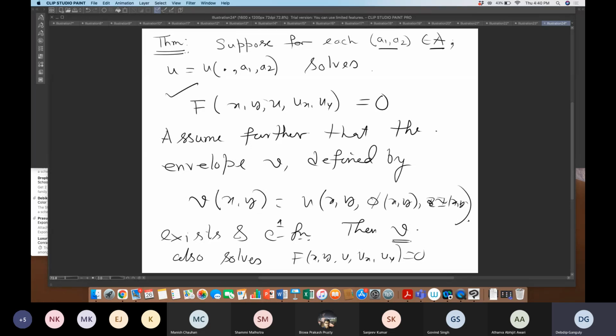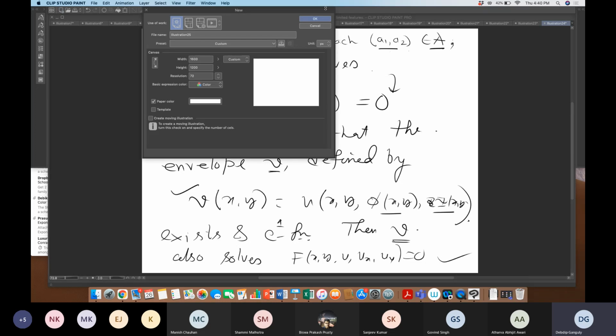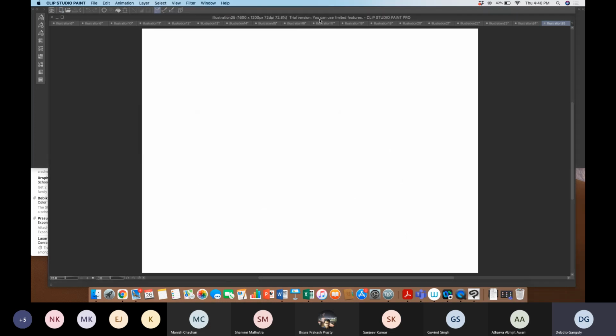We will give an example. Okay. Suppose for each (a1, a2), u at the point (x, y, a1, a2), with this a fixed parameter, solves this PDE. Further assume that v is an envelope. That means phi and psi satisfy del u by del ai at the point (phi, psi) equal to 0. And the envelope is a C1 function, and it also solves these equations. Can anyone tell me how to prove this? It's a very straightforward one line.